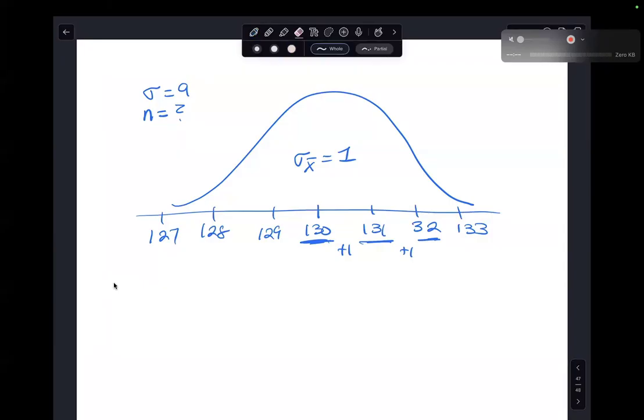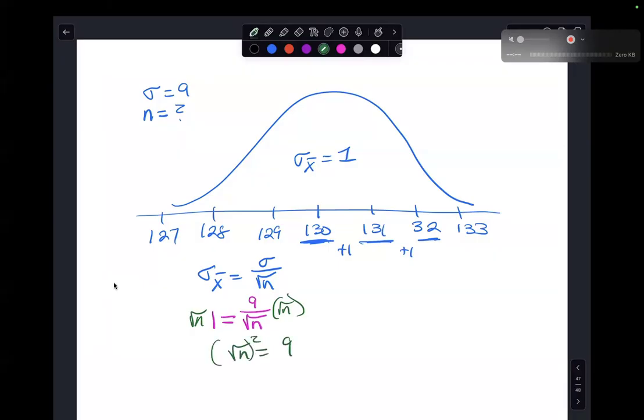So I'm going to use this formula. I'm just filling in what I have and I'm going to solve for what I don't have. So I have the new standard deviation. I have the population standard deviation. I need n. So I'm going to multiply both sides by the square root of n. Just going to math it out here. So I have square root of n equals 9. Now I can just square both sides. So my sample size is 81.